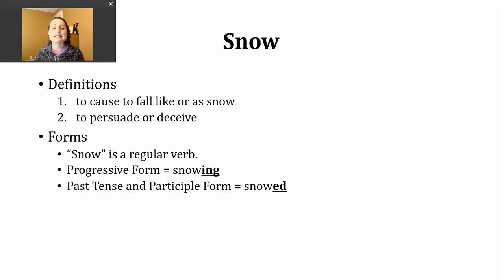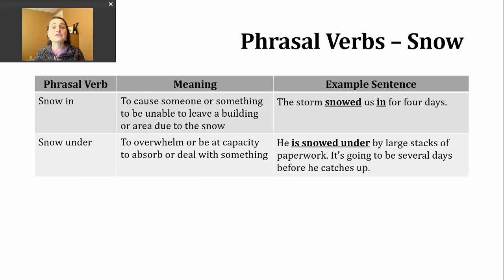The past tense and participle forms of this verb are made by adding ed. And because this verb ends with the vowel sound O, snow, our ed is just going to make a D sound. Snowed, snowed. I have two phrasal verbs for us to look at today that are connected to our verb snow.